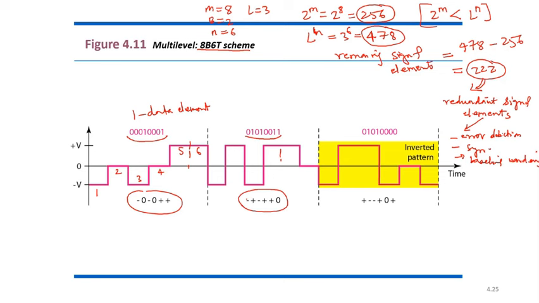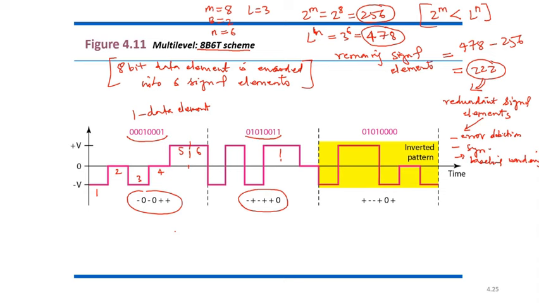Okay, so this is basically the coding done in case of 8B6T. Its meaning is that an 8 bit data element is encoded into 6 signal levels, or 6 signal elements, basically, in this scheme. Okay, so here there are some advantages.